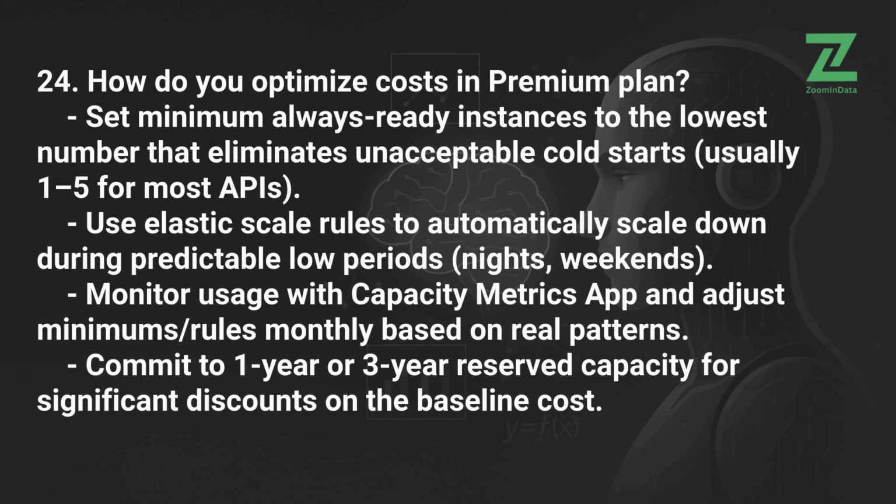24. How do you optimize costs in Premium Plan? Set minimum always-ready instances to the lowest number that eliminates unacceptable cold starts, usually 1 to 5 for most APIs. Use elastic scale rules to automatically scale down during predictable low periods, nights, weekends. Monitor usage with Capacity Metrics app and adjust minimums and rules monthly based on real patterns. Commit to 1-year or 3-year reserved capacity for significant discounts on the baseline cost.